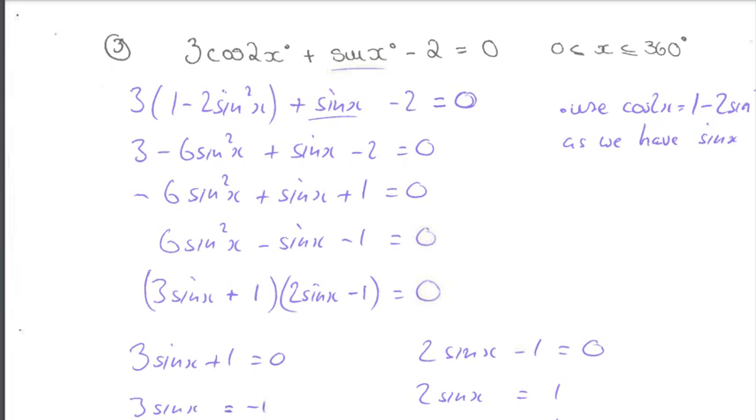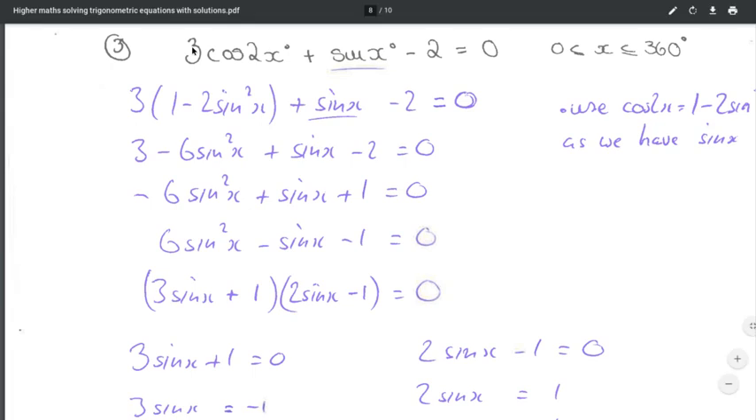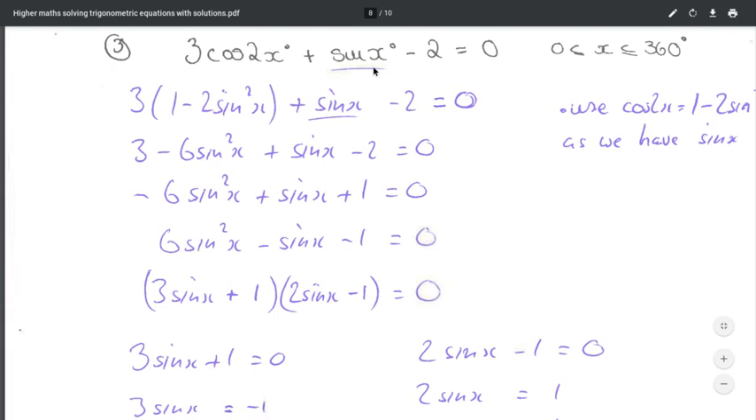This is lesson 3C. We are solving equations with a double angle. So here we have 3 cosine 2x plus sine x minus 2 equals 0. Now, as I said in lesson 3B, we have a look at the single angle here. Our single angle is the x. We have sine of x.